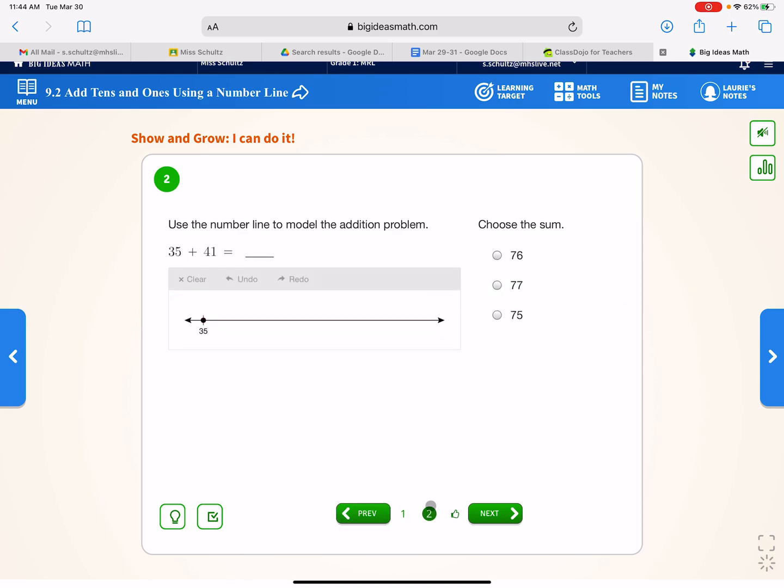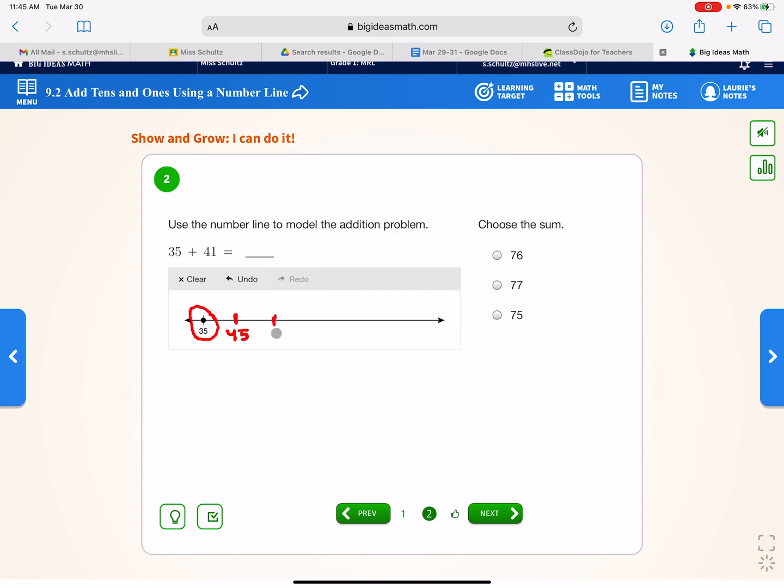In this example, we're adding with two-digit numbers. We have 35 as our starting point right here on the number line, and we're adding 41. What I like to do: we have 4 in our tens place, so I would put four places that represent counting by tens on our number line. Since we're starting out with 35 and I'm going to count by tens 4 times, we'll have 45.